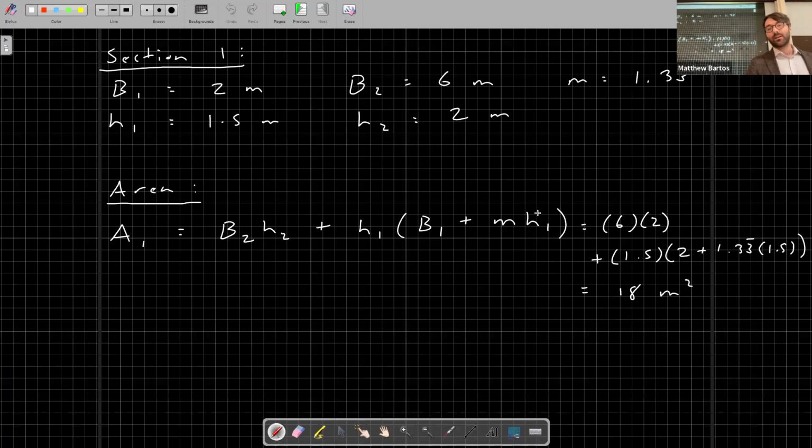Well, you would just use a different form of this equation here. So you could write this equation as 1 over m instead of m, if your m is vertical to horizontal. But just for simplicity here, I'm using horizontal to vertical.